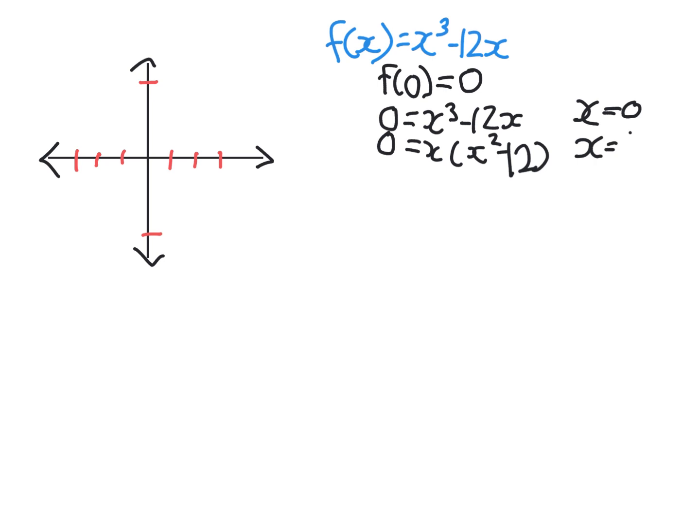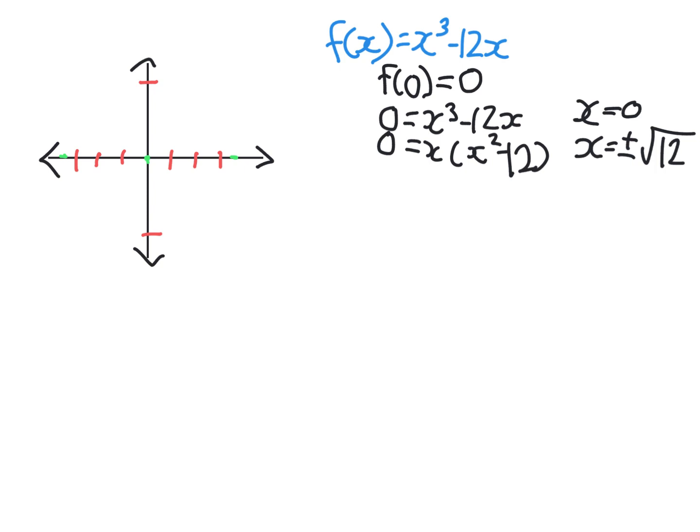So x would be plus or minus root 12, which is 2 root 3, about 3.46. So the x and y-intercept, there's one there, and 3.46 is about there, and negative 3.46 about there. So the curve is going to go through those 2 points. So that part's not new, finding the intercepts.